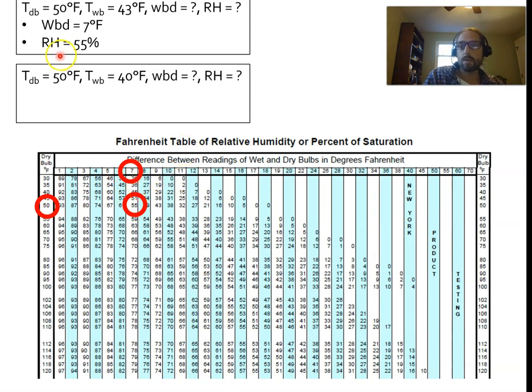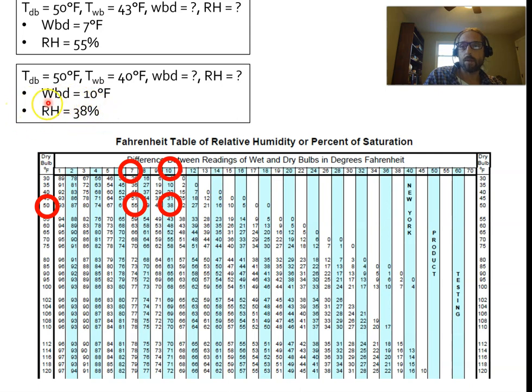Let's say we have the same dry bulb, but the wet bulb is 40. So our wet bulb depression is 10. We go to the chart over here, we find 10, we have 50, same, and the relative humidity is 38%.